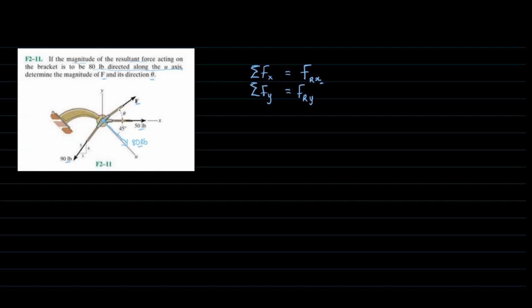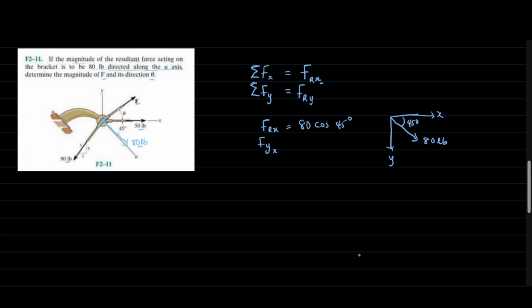This is our resultant force, 80 pounds. So FRx is going to be equal to, if we bring this out, this is the 80 pounds, this is 45 degrees, this is the x direction, this is the y direction. So clearly, using SOHCAHTOA, the x direction is going to be 80 cos 45 degrees, and the y is going to simply be minus 80 sine 45 degrees. This is because this is in the negative y direction.